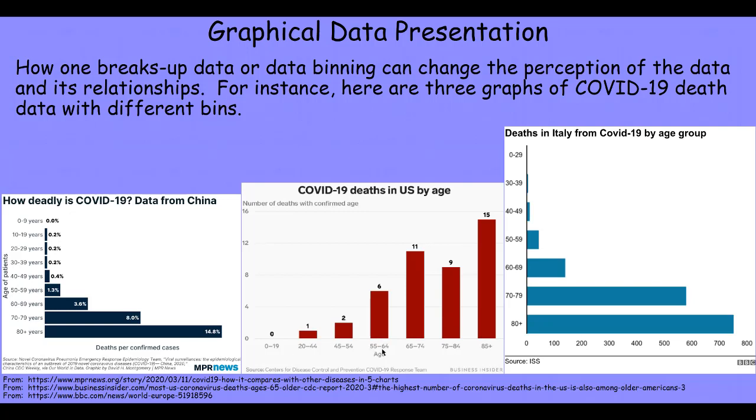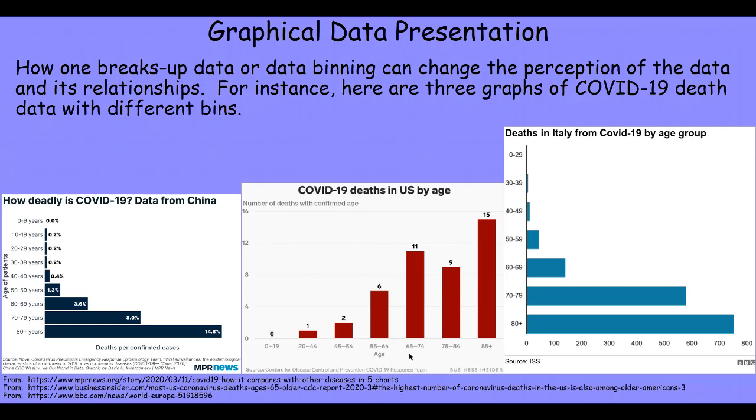Now let's look at the Business Insider graph. The Business Insider graph we can immediately see problems with. Their binning is inconsistent. They start off 0 to 19, 19 years. Then 20 to 44, 24 years. Then 45 to 54, 9 years. Then 55 to 64, 9. 65 to 74, 9. 75 to 84, 9. And over 85. Again, we see that particular category, which may include a lot of people who are more than 10 years apart, is much higher here.